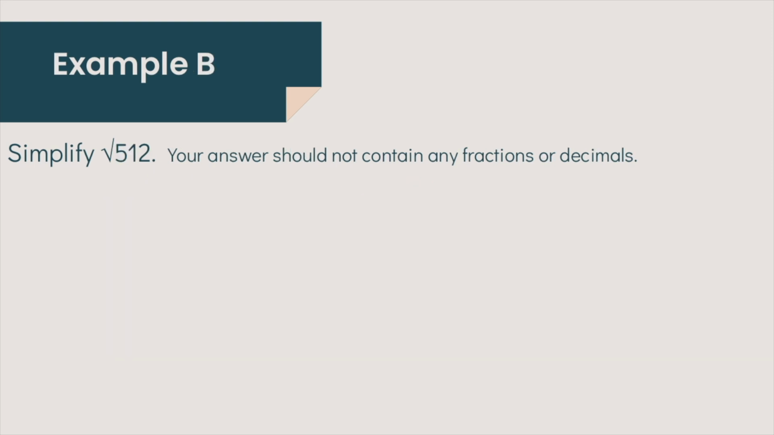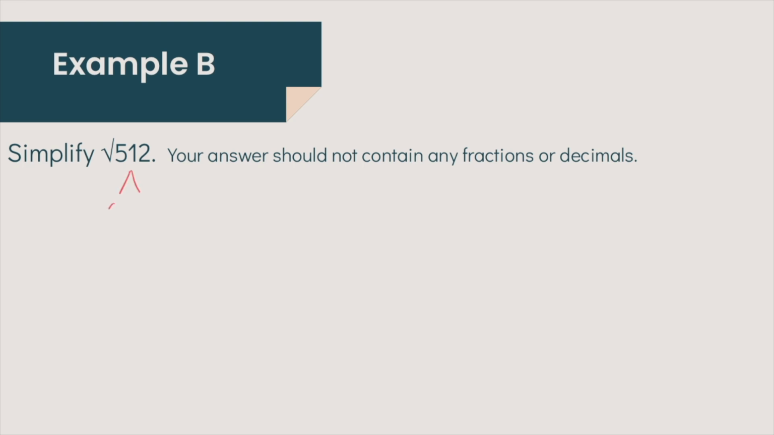Here we are at example B, and it says simplify the square root of 512. Again, no fractions or decimals. Now, I've got an even number, and I could go about dividing by 2 again, but I'm going to try and go a little bit faster. I want to get bigger numbers that I can multiply together. So I'm going to choose 64 times 8.